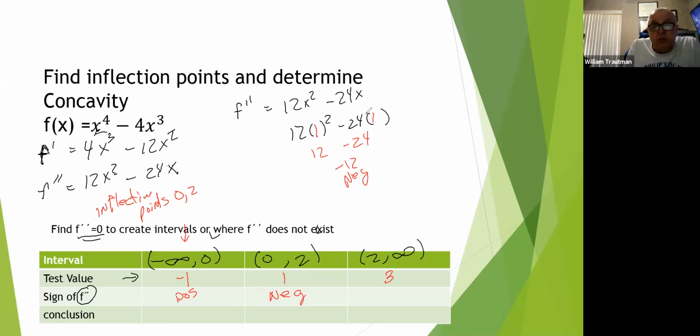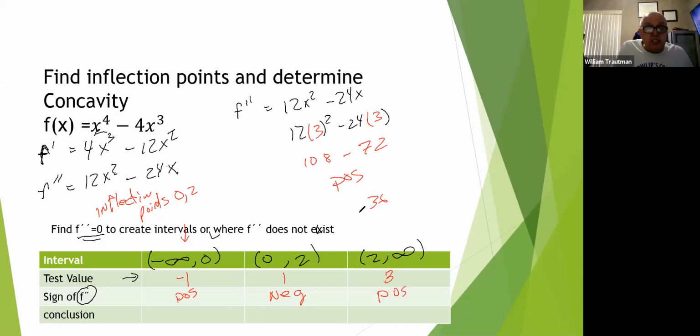And I'm going to finally do 3, my last one. I'm going to plug it in. 3 squared is 9. 9 times 12 is, I think, 108, right? And 3 times negative 24 is negative 72. So I get a positive answer, positive 36.